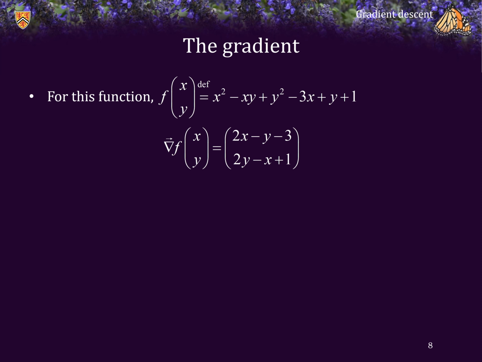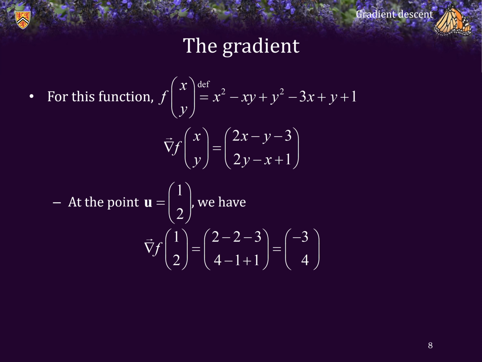Now, for this particular function, we can calculate the gradient by differentiating with respect to x and y, and we get that the gradient is this particular vector-valued function of a vector variable. If we have the point u is equal to (1, 2), we can calculate the gradient at this point. Specifically, the gradient at this point is (-3, 4).